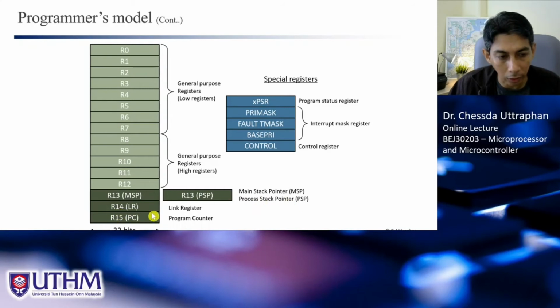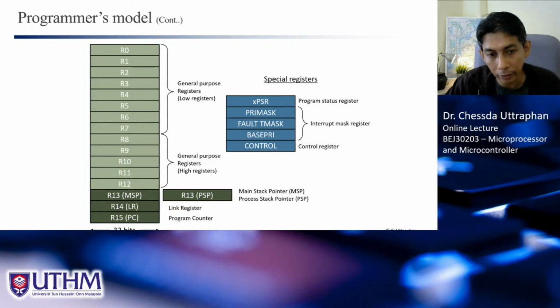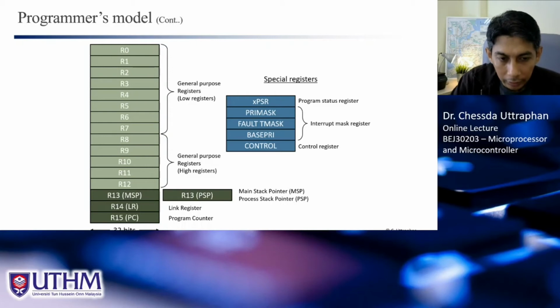R14 is called the link register. The link register is used to store the return address when we execute a subprogram or subroutine.